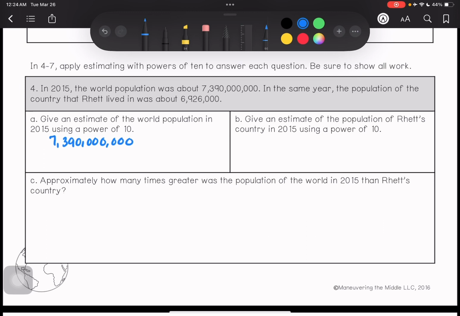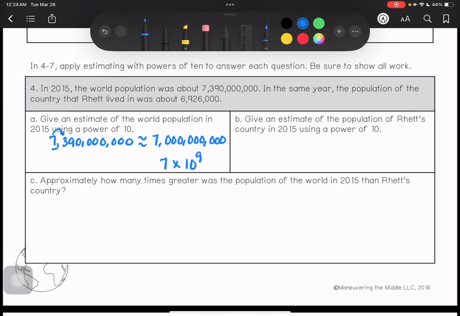So to write that as a single digit in scientific notation, we're going to look at the 7. And to the right of the 7 is a 3. So that's 4 or less. We're going to let it rest. So this is estimated to 7 billion. And then to write this in scientific notation, we have 7 times 10 to the 9th power.